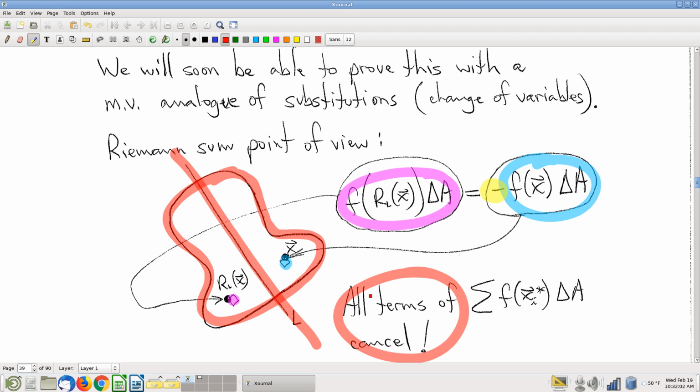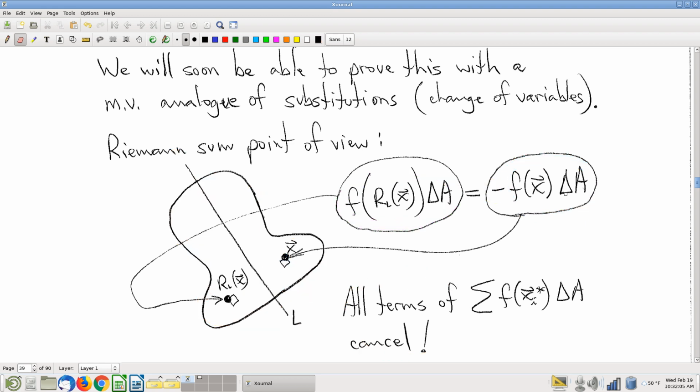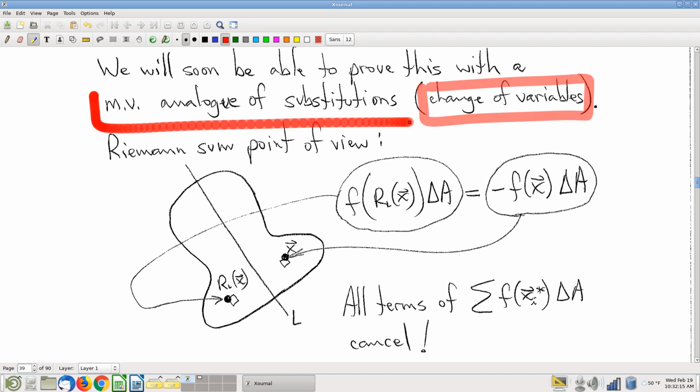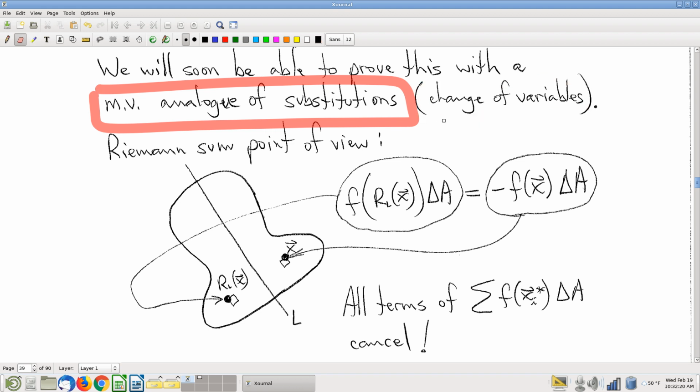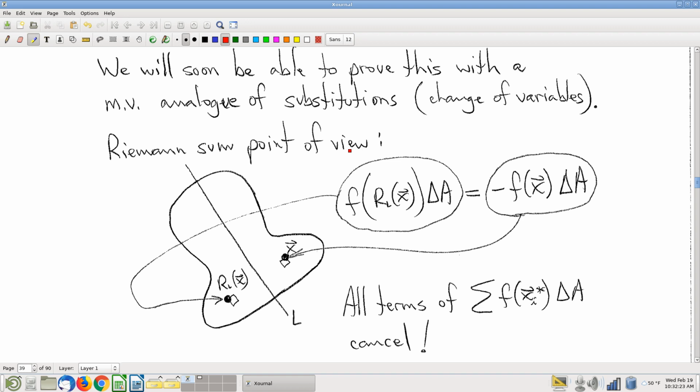Okay. Side note: there's a better way to prove this result. Well, I don't know. There's a more algebraically slick way to prove this result using something called change of variables, which is a multivariable analog of substitutions. And we haven't done that yet, and we'll talk about that a little bit later on. For the moment, I want to leave you with this Riemann sum argument. And honestly, the Riemann sum argument's a little bit more intuitively satisfying even. Right? So this is why the theorem ought to be true. And then making it precise maybe is a little bit better with the later argument.